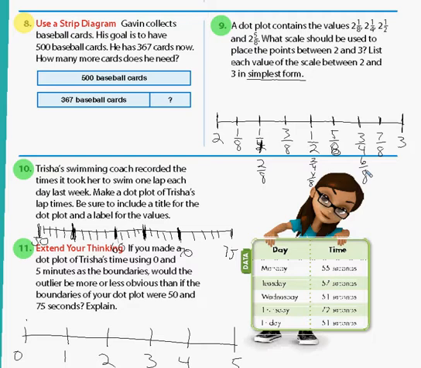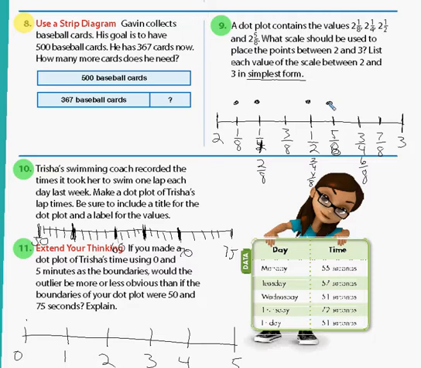So we'll go ahead and plot these now, since we went ahead and made our number line. So 2 and 1/8 is going to be right here. 2 and 1/4 is right here. 2 1/2 is right here. And 2 and 5/8 is right here. And that's how we would plot those numbers right there between 2 and 3.